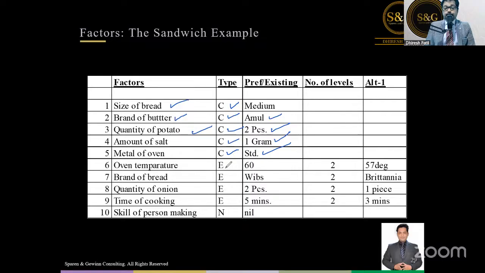Oven temperature is an experimental factor. The lower setting is 57, higher setting is 60. Brand of bread is Britannia and Wibs. Quantity of onion, 1 piece and 2 pieces. Time of cooking is 3 minutes and 5 minutes. So this is the lower setting and this is the higher setting. Can you see here? And skill of the person is a noise factor which they have no control over. So they have kept it as a noise factor. Now, let's do one thing.